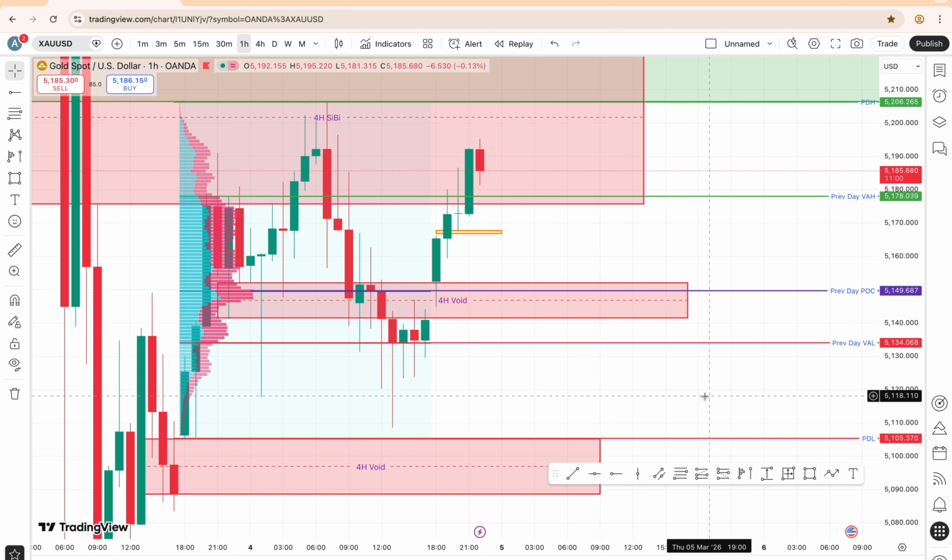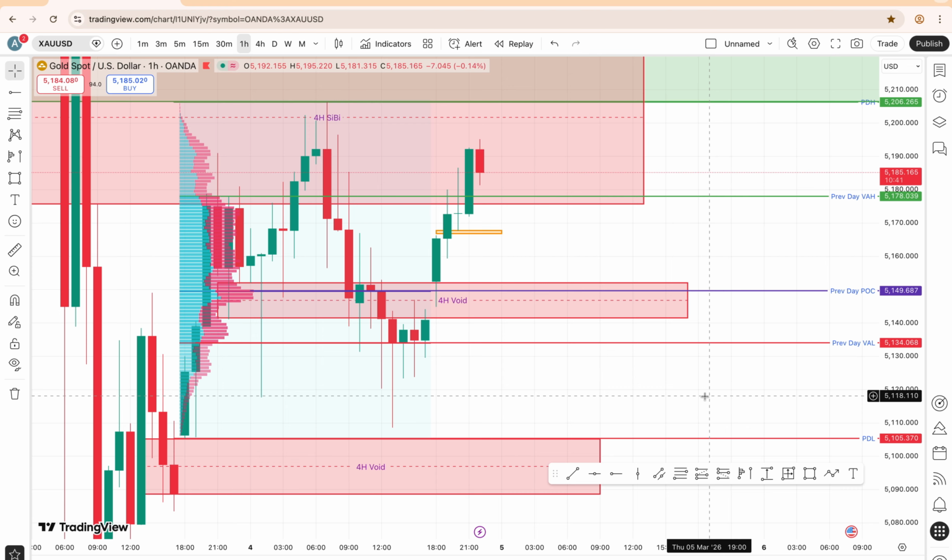Do not trade the middle of the range. The middle is where traders get chopped. Wait for liquidity sweep, displacement, retracement, and confirmation. Range days punish impatience. Expansion rewards discipline.